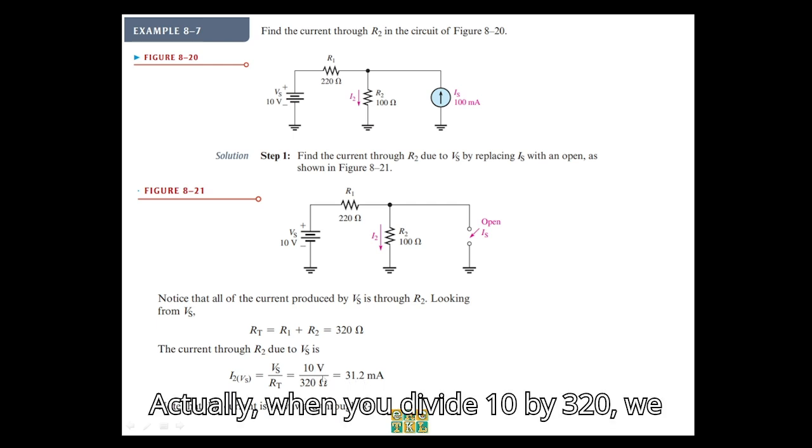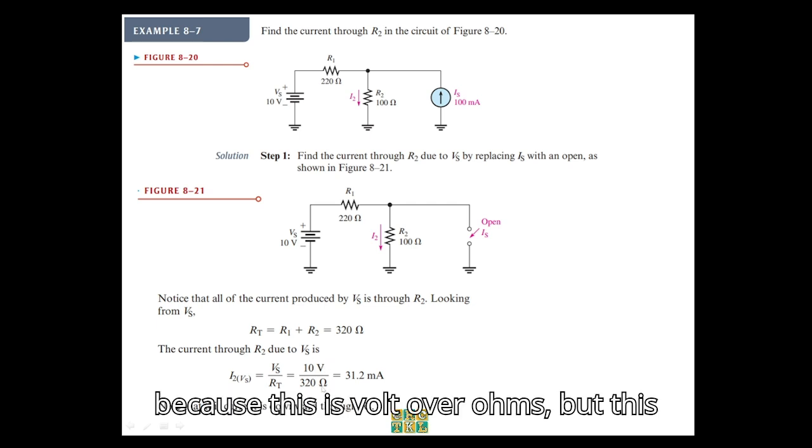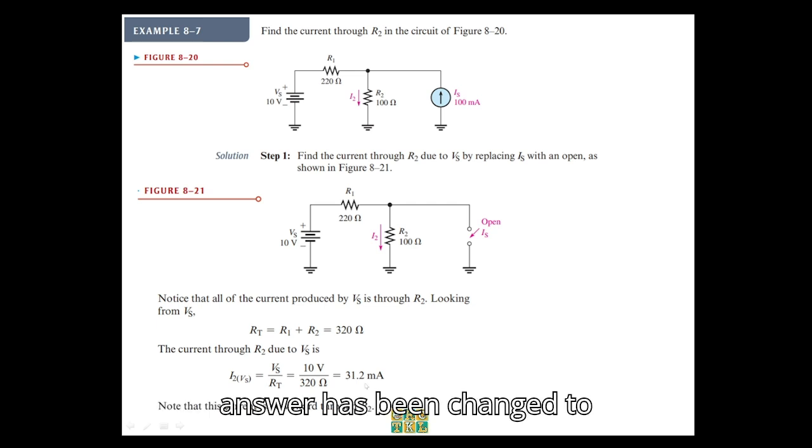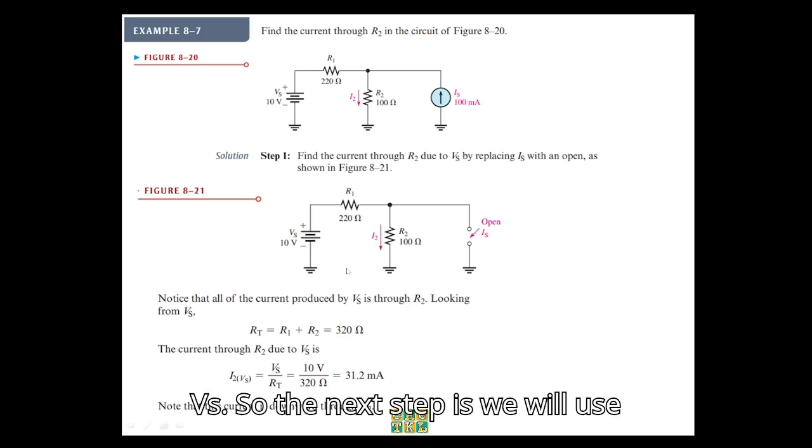Actually, when you divide 10 by 320, we would get 0.0312 amperes, because this is volts over ohms, but this answer has been changed to milliamperes. Now, this current is with respect only to Vs.